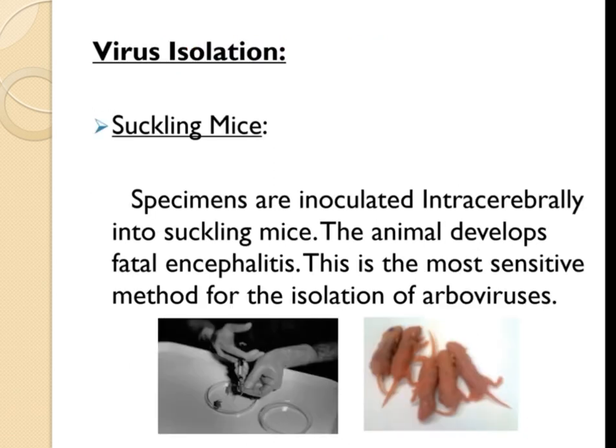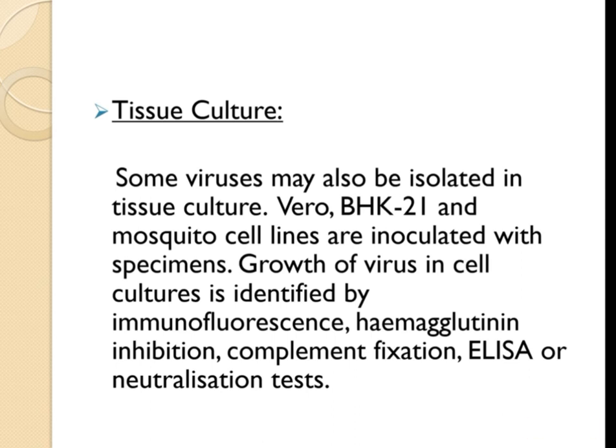Virus isolation. Specimens are inoculated intracerebrally into suckling mice. The animal develops fatal encephalitis. This is the most sensitive method for the isolation of arboviruses. Tissue culture. Some viruses may also be isolated in tissue culture. Vero, BHK21 and mosquito cell lines are inoculated with specimens.